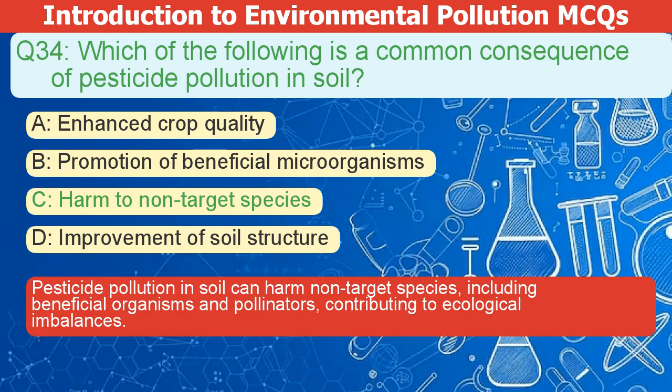The correct answer is C. Pesticide pollution in soil can harm non-target species, including beneficial organisms and pollinators, contributing to ecological imbalances.